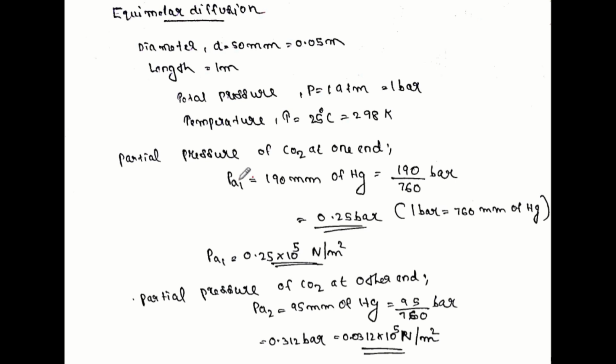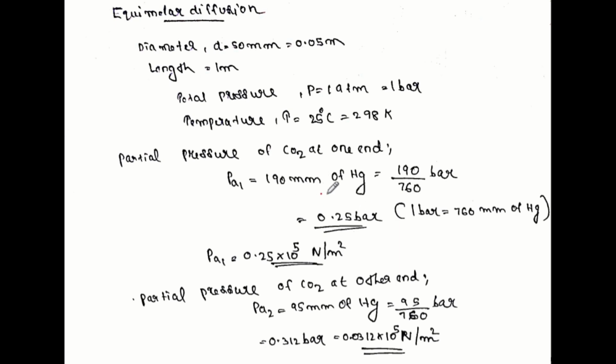Here in this question I have mentioned only carbon dioxide, so you have to find the partial pressure of carbon dioxide only. The partial pressure of carbon dioxide at one end is given as 190 mm of mercury. We cannot use this in the equation directly. It has to be converted into bar first, then into Newton per meter square. We are using every equation in the standard form, which means I need to convert to Newton per meter square or Pascal. One Newton per meter square and Pascal are the same.